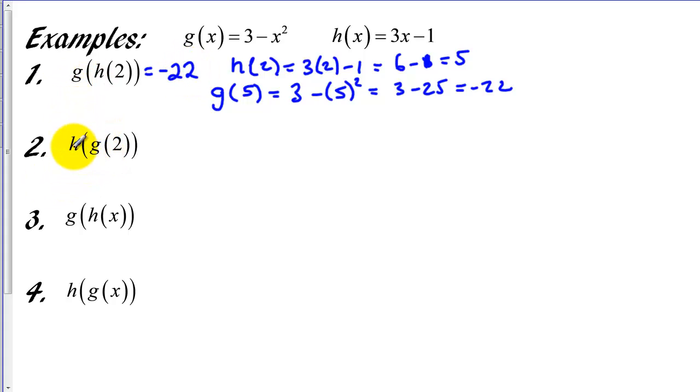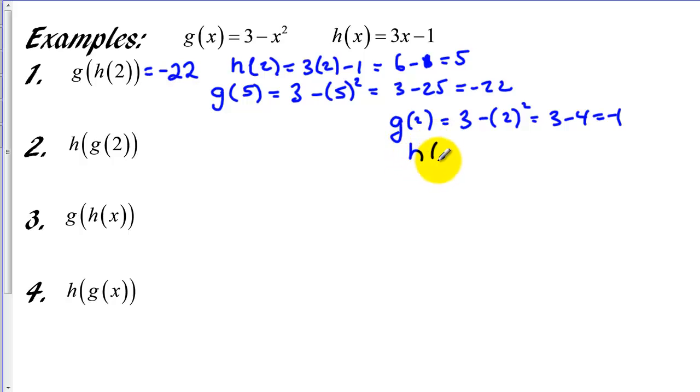Now we're doing the same thing, except now the order of the functions is different. So let's first evaluate g of 2. Again, we're starting with the inside, sort of like a stack of mixing cups, and we're pulling them out from the inside until we find the one we're looking for. So we get negative 1 for g of 2. So now that becomes the input into our h function.